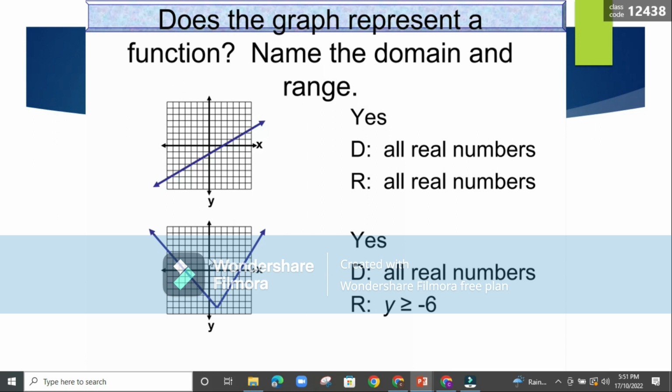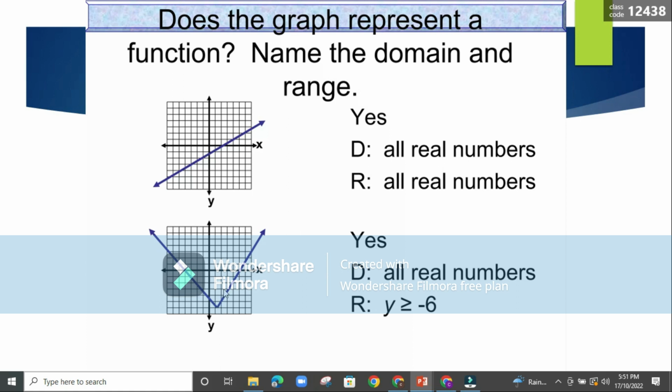This graph is also a function because if we draw a vertical line, it will only intersect one point. So the domain will be all real numbers. The arrows are going in that direction. While the range is y is greater than or equal to negative 6. How do we know? Because if we count, this is negative 1, negative 2, negative 3, negative 4, negative 5, negative 6. So y is greater than or equal to negative 6.